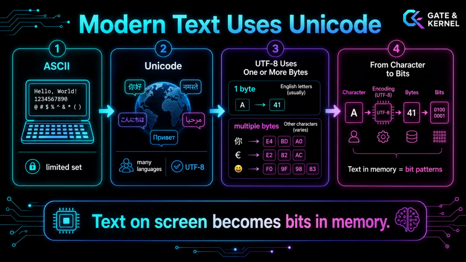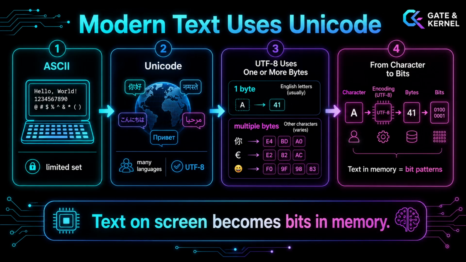Chapter 7. Modern text uses Unicode. ASCII is useful, but it supports only a limited set of characters. Modern computers need to represent many languages and symbols. That is why modern systems use Unicode. One of the most common Unicode encodings is UTF-8.